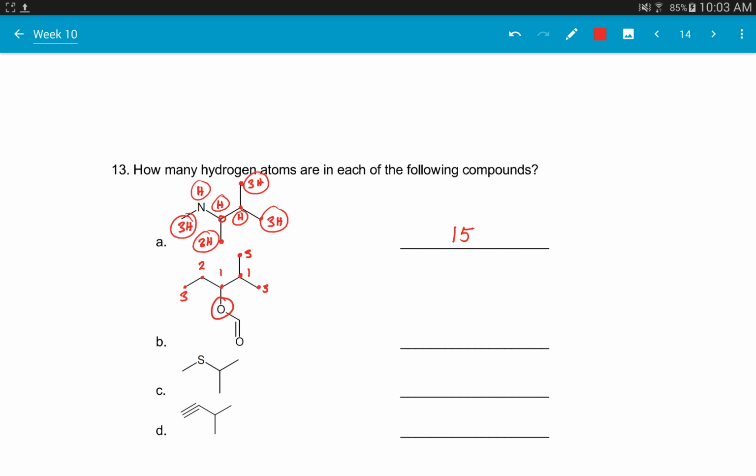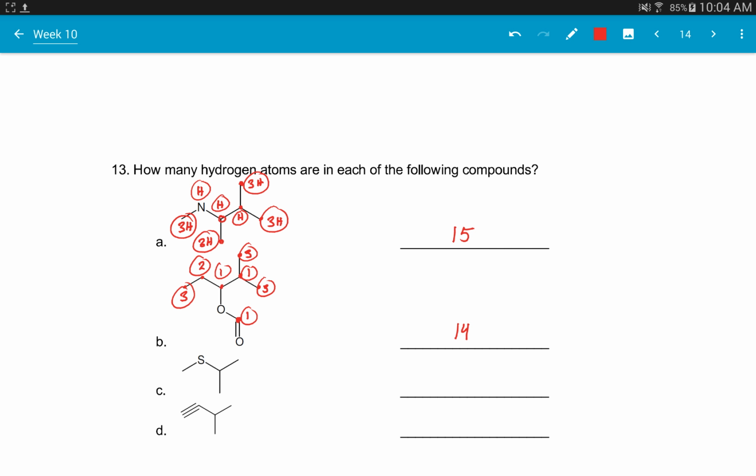Oxygen's happy with 2 bonds, so there's no extra hydrogens attached to that one. This carbon, though, does need 4. The bond here to the oxygen counts as 1, and the double bond to the oxygen counts as 2. So there'd be 1 more hydrogen here, and if we add them up, we have 3, 4, 5, 6, 9, 10, 13, 14 hydrogens in that compound.